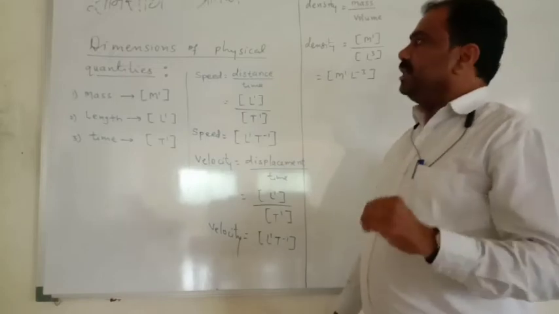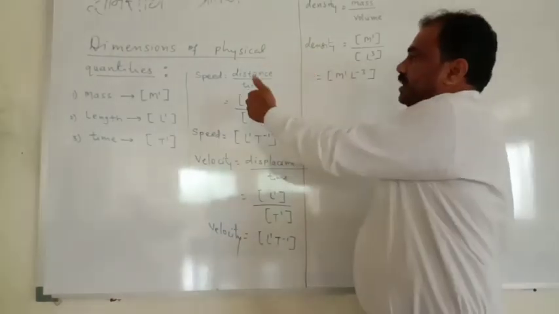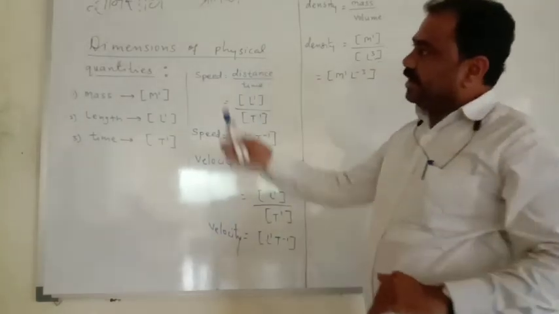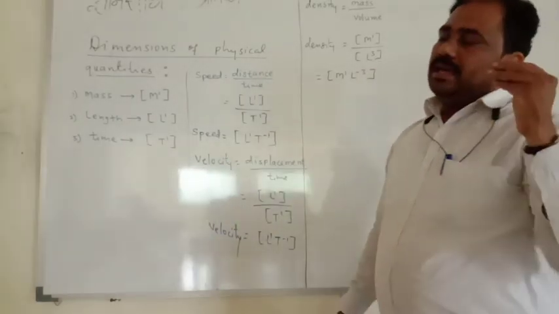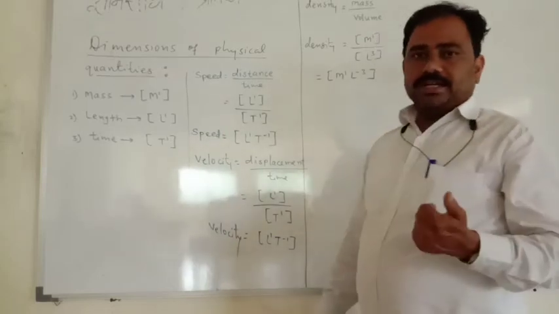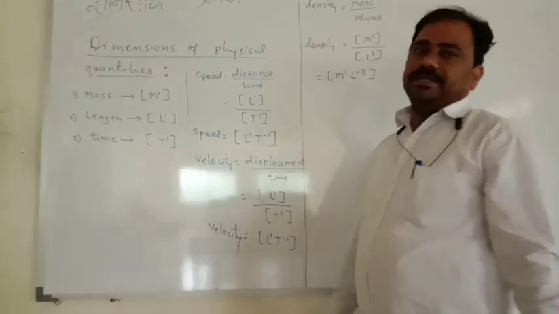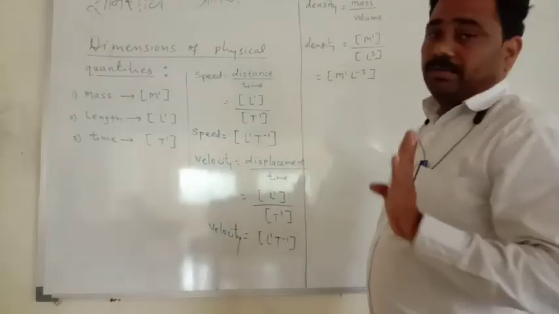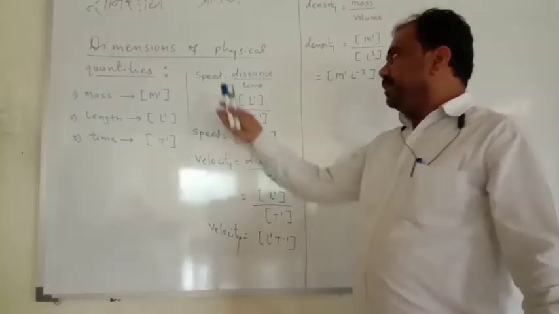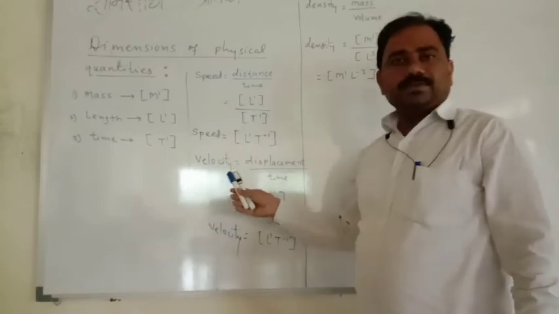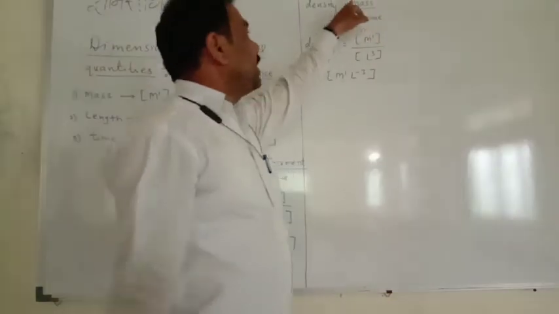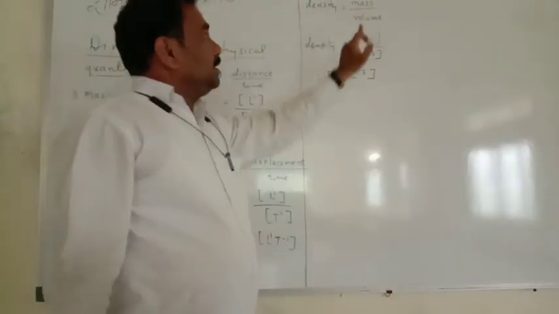Using each physical quantity's respective formula, we can easily find out the dimensions. If you know the formula for a physical quantity, you can easily find its dimensions, but you should remember the formulas. You should memorize that speed is distance upon time, velocity is displacement upon time, and density is the mass per unit volume.